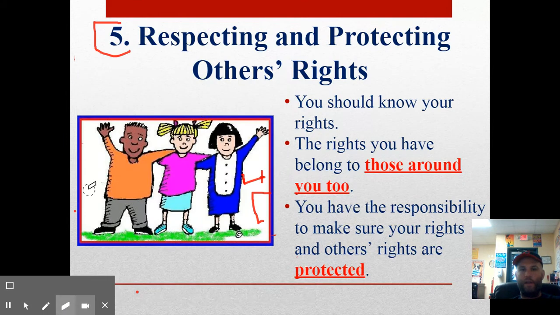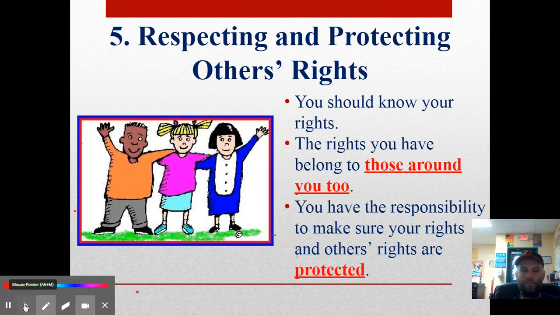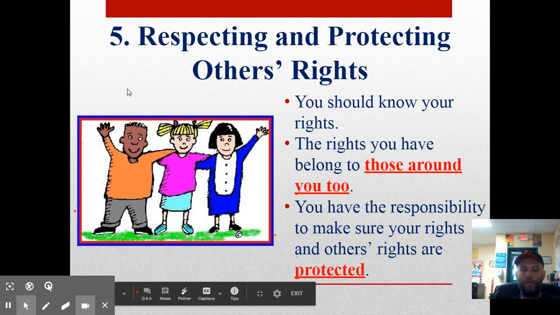Respecting others and their rights. You might not agree with everyone. Most likely you won't agree with a lot of people, but it is important that you respect them, that you respect their right to believe what they want. You should know your rights and you should be respectful of other people's beliefs. So that's an important one too. You don't have to write down all of them.